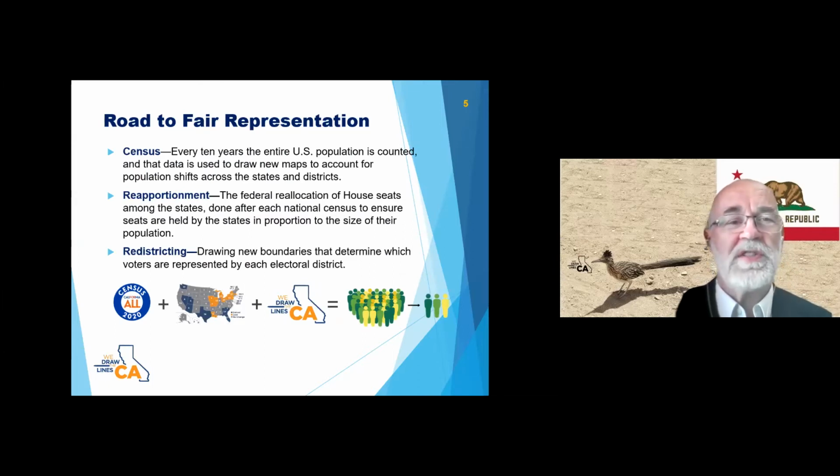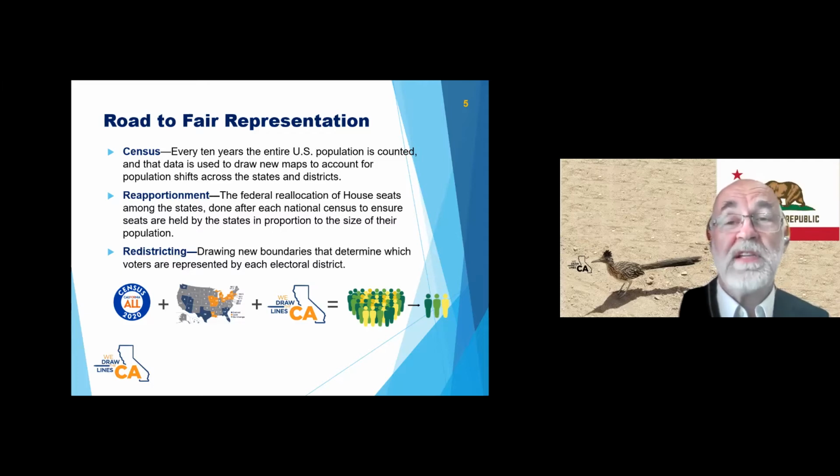Now, the road to fair representation has several steps. First of all, of course, is the census. Every 10 years, the entire US population is counted. That data is used to draw new maps to account for population shifts across the states and across districts within states. Reapportionment is the next step. You might recall that about 7 or 8 weeks ago, 26th of April, the Census Bureau announced census results. Well, those were the reapportionment results.